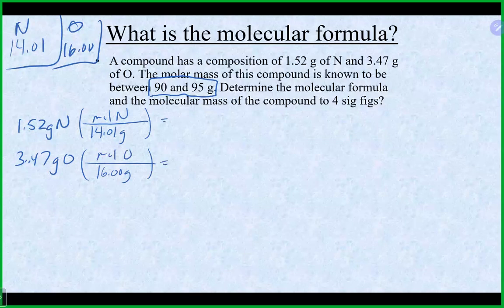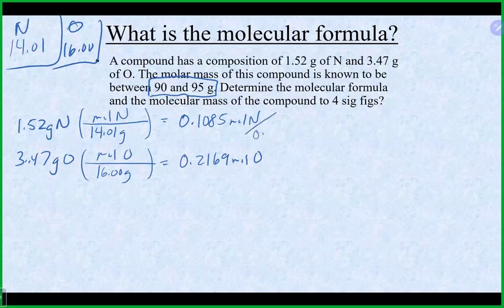And if we do that here, we will end up with 1.52 divided by 14.01, which looks like 0.1085, we'll call it, moles of nitrogen. 3.47 divided by 16 is going to get us 0.2169 moles of oxygen. We're going to divide by the smallest, which in this case looks like it is nitrogen.